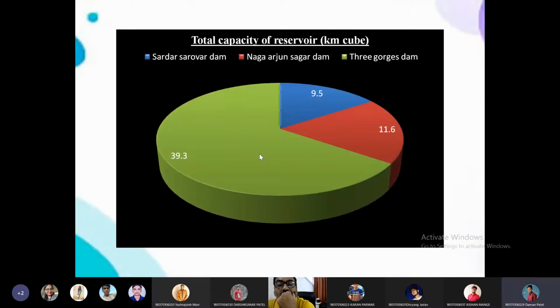Total capacity of reservoir: Sardar Sarovar 9.5 cubic kilometers. For Nagarjuna Sagar Dam, which is highest in India, 11.6 cubic kilometers, and for Three Gorges Dam, 39.3 cubic kilometers, which is highest in the world.